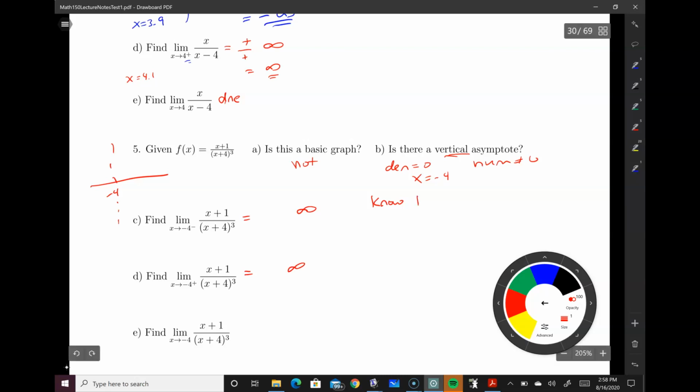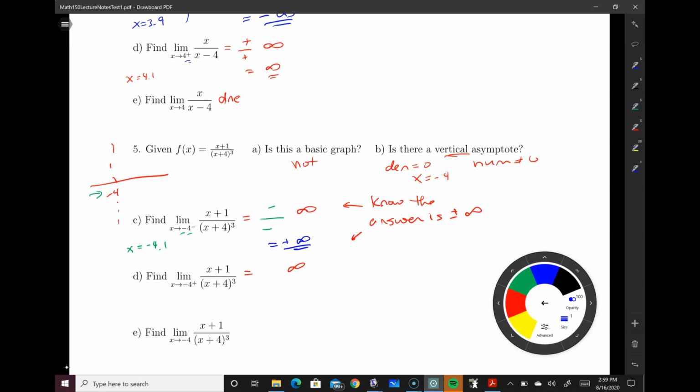So I know the answer is plus or minus infinity for both of these. I just need to figure out the sign. If I'm going towards negative 4 from the negative side, I'm picking a number like negative 4.1. Again, just figuring out the sign. This would give me a negative on the top, and I would get a negative on the bottom. So all told, this gives me a positive infinity as the answer.